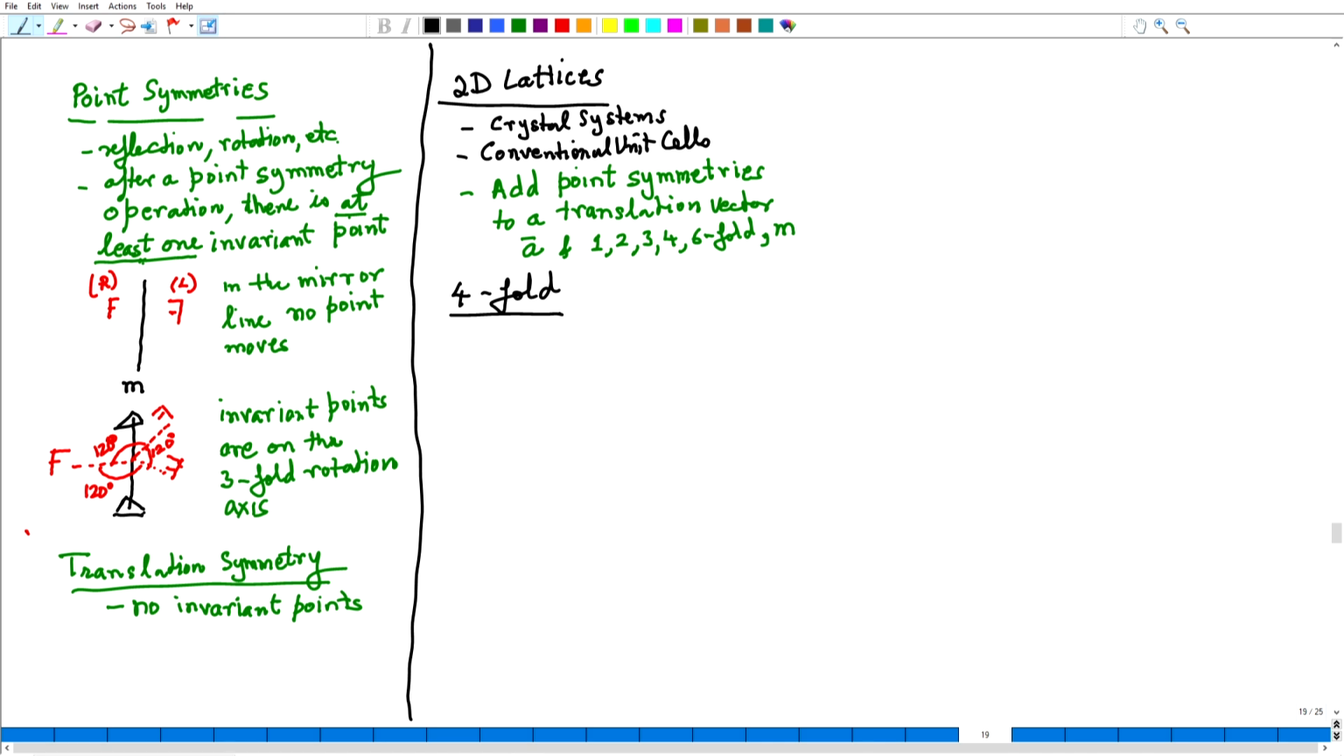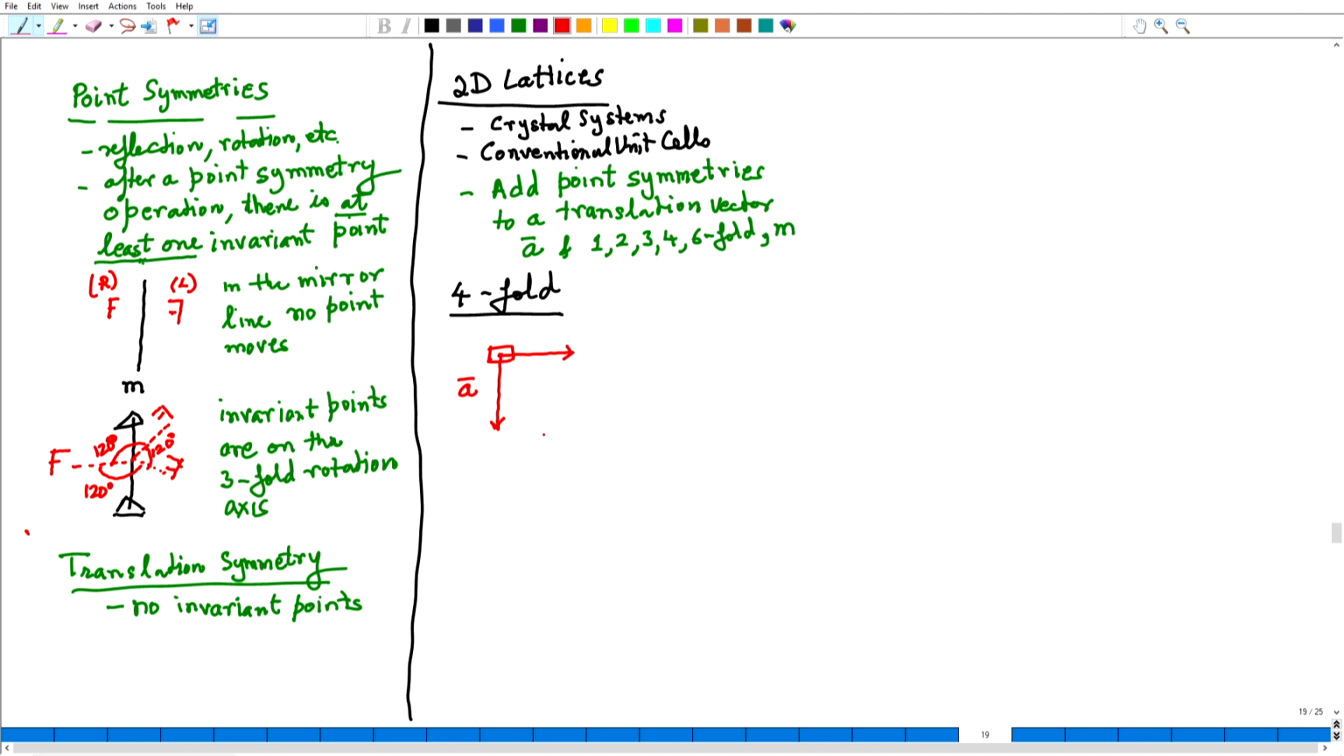Let us say that this is my vector A, and add to this vector the four-fold point symmetry, and let this point symmetry operate on this vector. When I do this, this vector will rotate through 90 degrees. That is one of the symmetry operations for the four-fold.